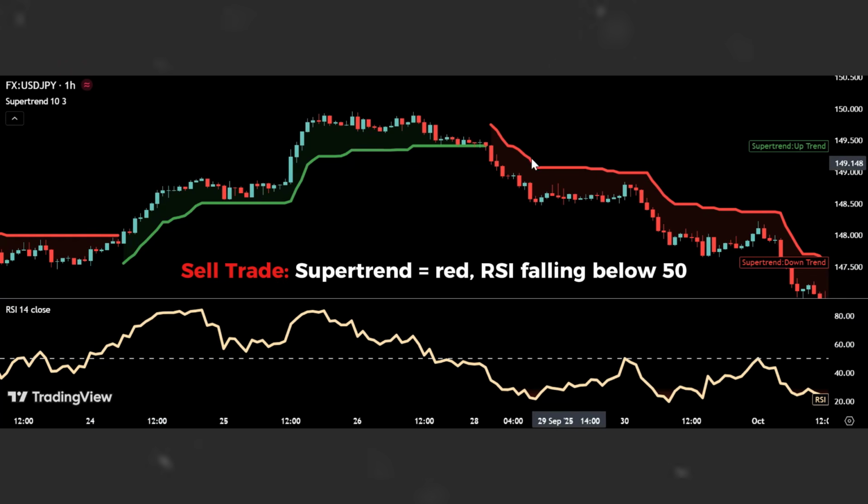For a short entry, sell. Wait for Supertrend to flip red, and then make sure RSI is below 50 and preferably falling. Then enter at the close of the confirming candle.